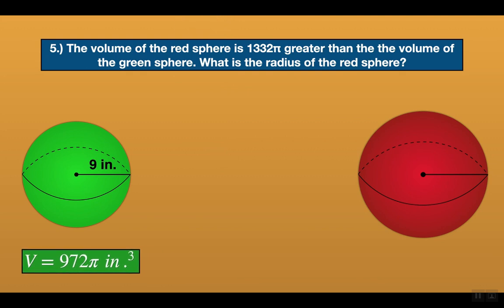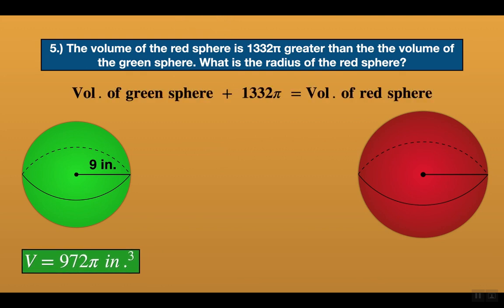Okay, the reason that I left my answer in terms of pi has to do with this question, the way it's worded. What the question is saying is that the volume of the green sphere, if we add 1332 pi to it, that will give us the volume of the red sphere. That's what they mean in the question when it says in the very first sentence, the volume of the red sphere is 1332 pi greater than the volume of the green sphere. Okay, so that's why I left my answer for the volume of the green sphere in terms of pi.